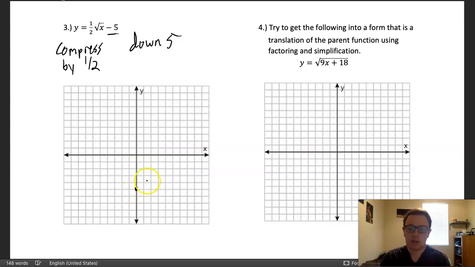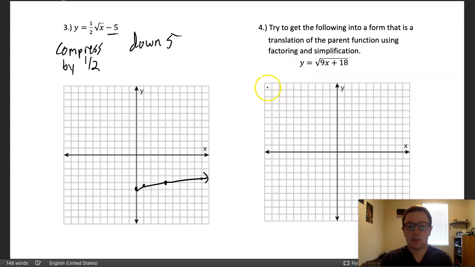Now normally we'd go over 1, up 1. Square root of 1 is 1. But this time we're going to have to multiply that by 1/2. So we're going to go over 1, up 1/2. We'd go over 4 and up 2, but we have to halve our change in y. So that'll bring us to up 1. We'd go over 9, up 3, but we have to halve that again, so we're going to go over 9, up 1.5. And there's our graph.